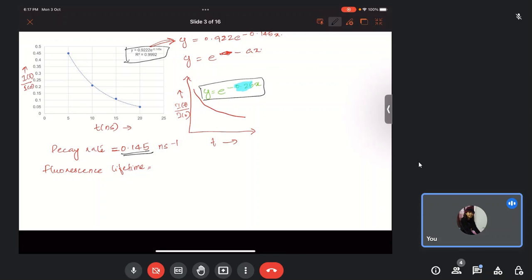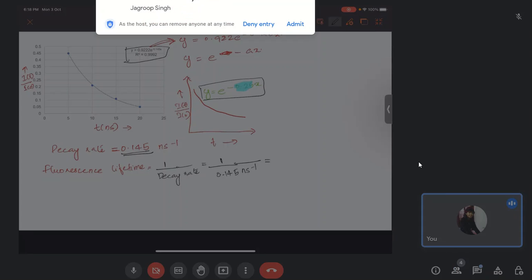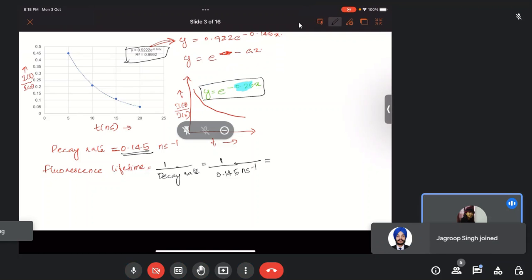So the fluorescence lifetime is 1 divided by the decay rate. So this is equal to 1 divided by 0.145 per nanosecond, which is 6.89 nanoseconds.